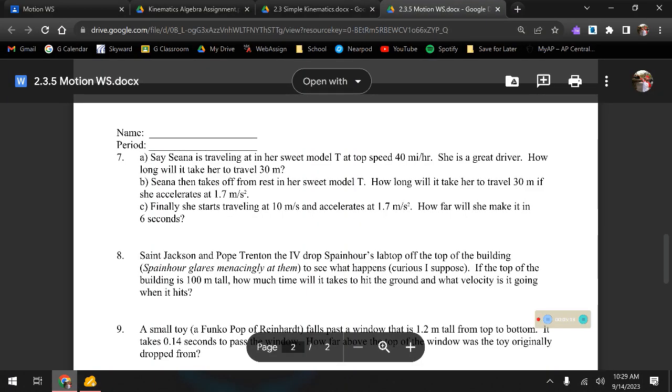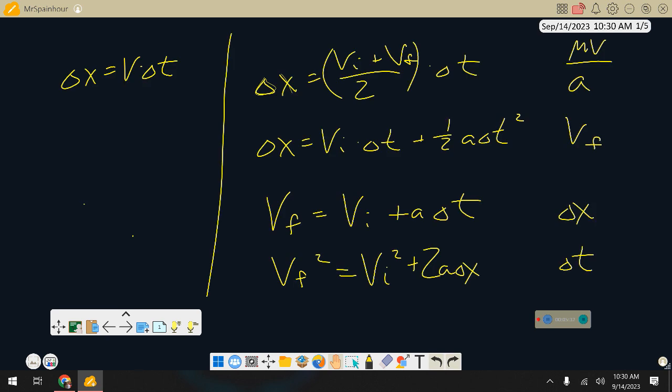So Sean is traveling in her sweet Model T at a top speed of 40 miles per hour. She's a great driver. How long will it take for her to travel 30 meters? How do I start this problem? Well, for starters, as you see this gigantic divide between them, what's probably the first thing that you should try to figure out? No, before that. Which side?